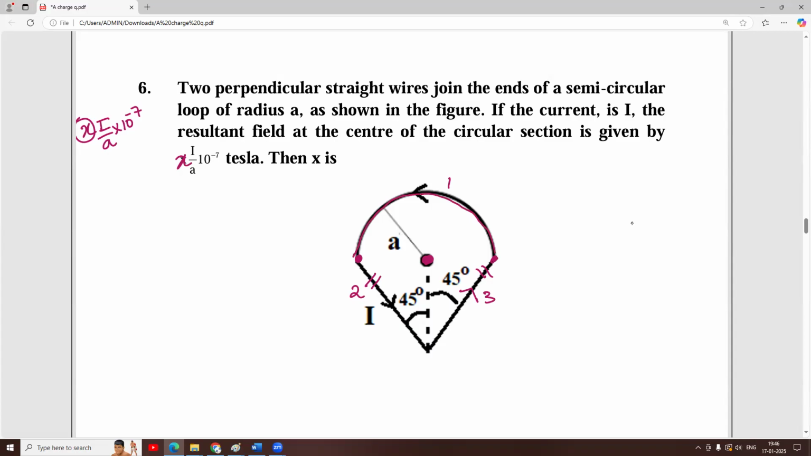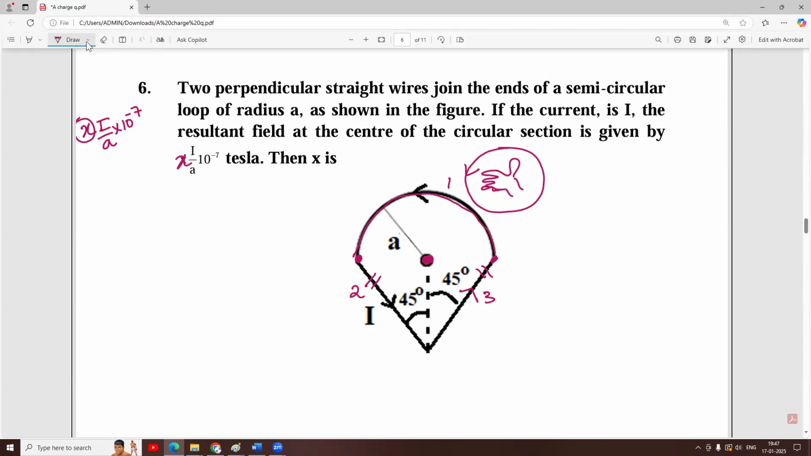Now you have to use the clasp rule. You have to hold all the fingers of the right hand in the direction of current like this. Then the thumb represents outside. So show all the fingers in the direction of current, then the thumb shows the direction of magnetic field at the center. So we usually use this principle to find out the magnetic field at the center of a coil. If you hold it like this, then the thumb will move outside.